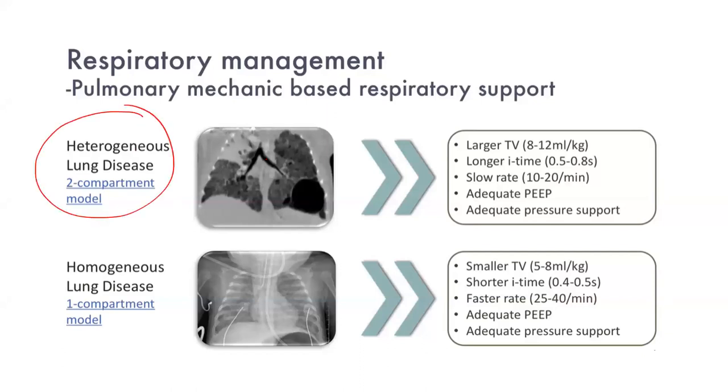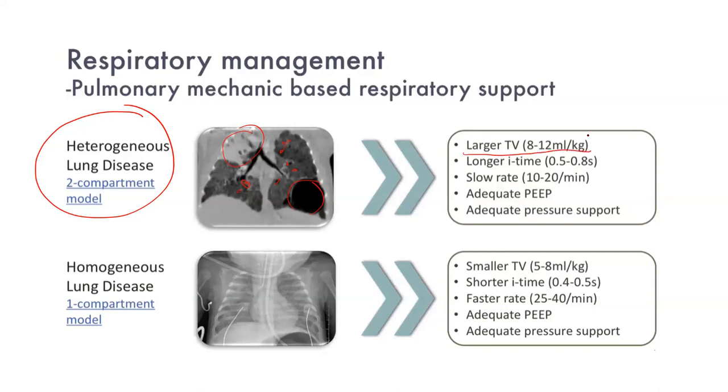The lung in the first image, as you can see, has heterogeneity. It has multiple components: atelectasis, you can see the black dots here, the PIE, and hyperexpansion. So you have multiple zones. They call it the two-compartment model. In this stage of the lung, you would rather use the strategy of large tidal volume.